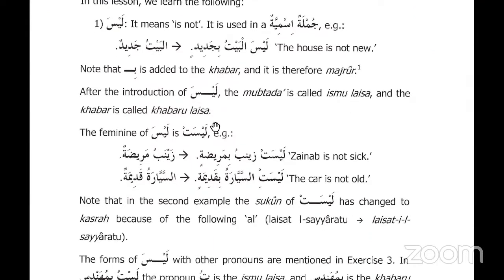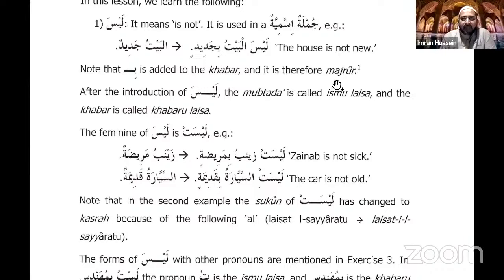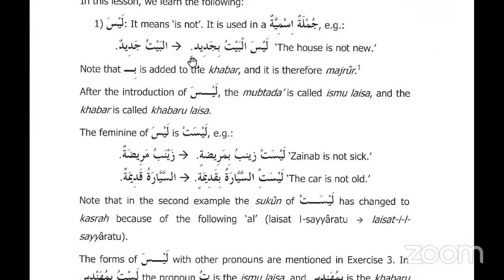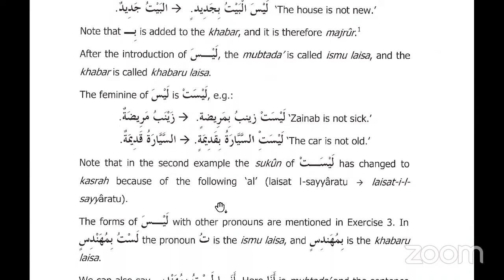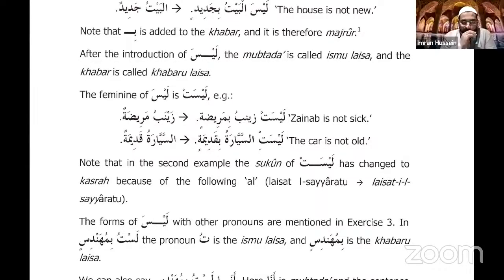Note that ba is added to the khabar and it is therefore majroor, meaning getting kasra, because of ba. After the introduction of laysa, the mubtada is called ismu laysa and the khabar is called khabru laysa. The feminine of laysa is laysat.